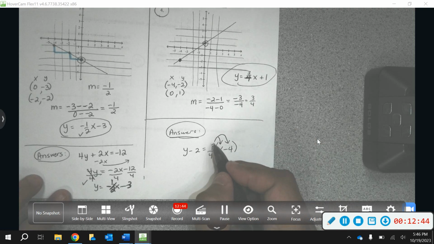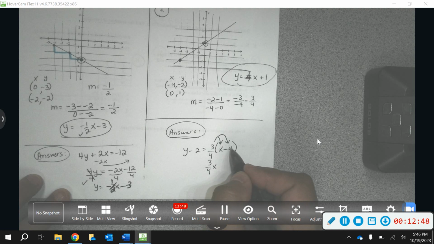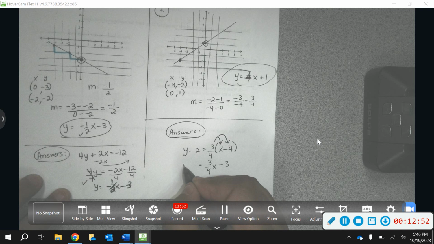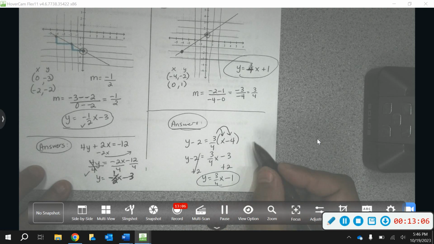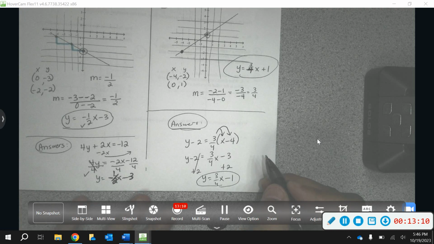So 3/4 times x is 3/4 x. 3/4 times the -4 is -3. Y minus 2, to get y by itself, I have to add 2. So all we're doing is solving for y. Y is equal to 3/4 x minus 1. Is that the same thing as that? No, it is not. So that is not my answer.